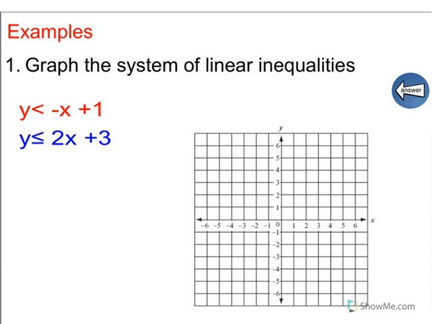Okay, so let's look at the following. We're graphing the system of linear inequalities that are shown below. So we're going to start with y is less than negative x plus 1. So this says start your graph at 1. It has a slope of negative 1, so that says go down 1 and to the right 1. So make sure that your line is sloping downwards.